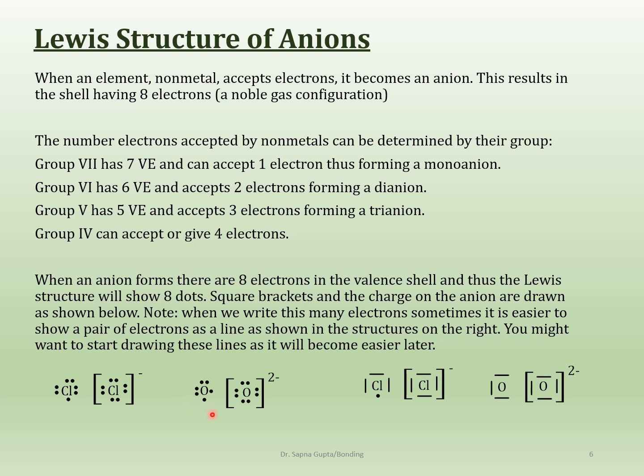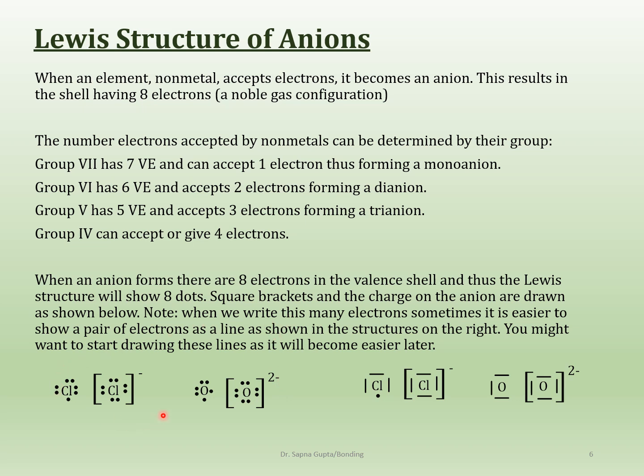So here is oxygen. Oxygen can accept 2 electrons, so once it does that, then you have a full shell, and then you show this 2 minus outside the square brackets. It's square brackets, not the curvy ones, not the parentheses. So this is square brackets.